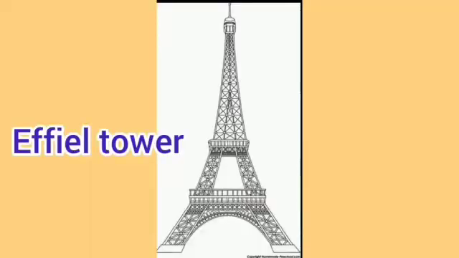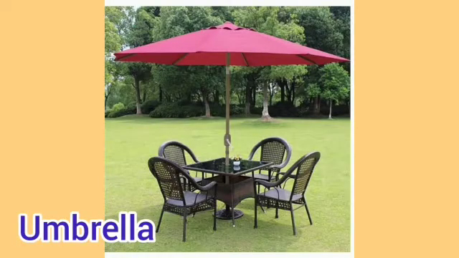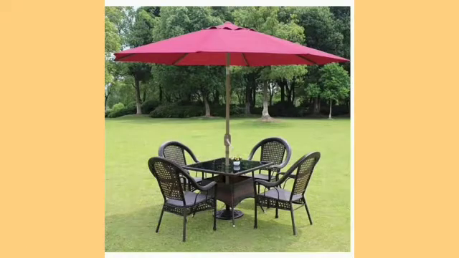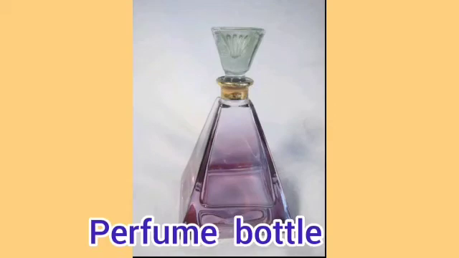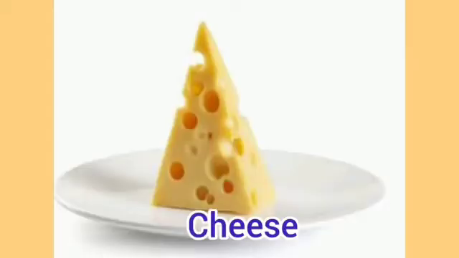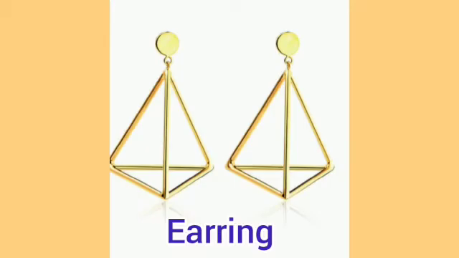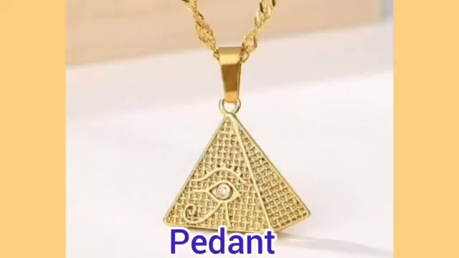Let's see some more examples. You can see an umbrella which is in a pyramid shape, which are generally seen in a cafe. Paperweight, pyramid shaped perfume bottles, block of cheese, and few earrings and pendants which are also in pyramid shape.